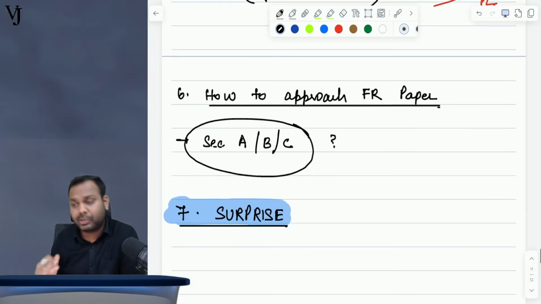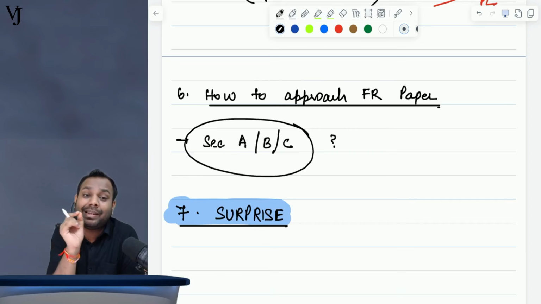Now comes the last part of the session. I have a surprise also for you. But yes, before that, the last part: how to approach the ACCA FR paper in those 3 hours.